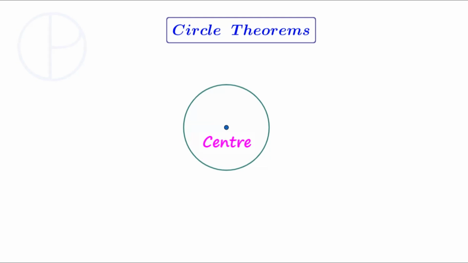Center. This is the center of a circle where all the points on the circle are at an equal distance from this point. Next, radius. Now, if you draw a line from the center to any point on the circle, this line is called the radius. The radius is the same for all the points on the circle.